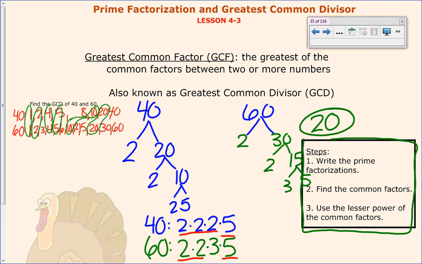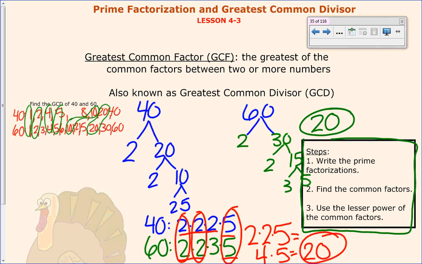All right, so one other way to think about this is any group that matches up. We have a set of 2s, we have another set of 2s, and we have another set of 5s. So they need to have a pair in each one. So here they have a set of 2s in common, they have another set of 2s in common, and they have a 5 in common. If you multiply this out, well, 2 times 2 is 4, times 5 is 20. Again, the GCD or the GCF is 20.